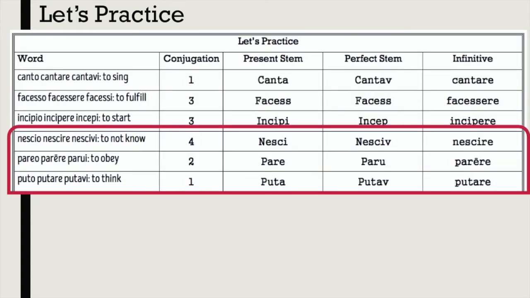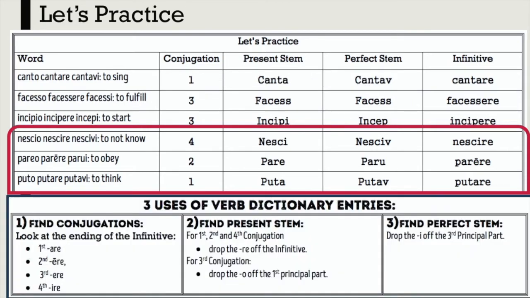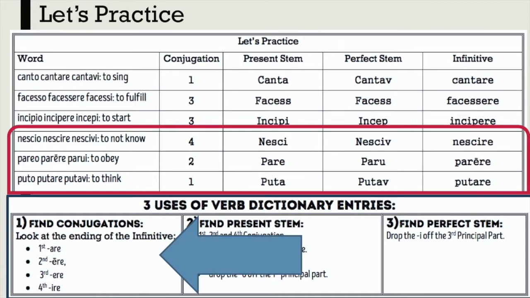Okay, so here are the answers. Go ahead and check your answers. Again, we just copy down the word letter for letter into the infinitive box, because the second principal part is the infinitive. Then to find the conjugation, we looked at that second principal part, and there we go. The first one ends in an IRE, so it's fourth. The second one ends in a long ERE, or an E with a mark over it, so it's second. And the last one ends with an ARE, so it's first.